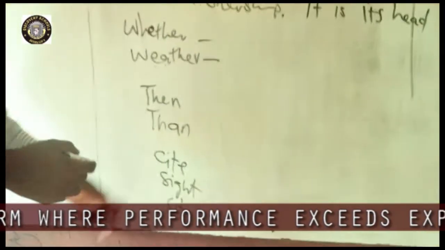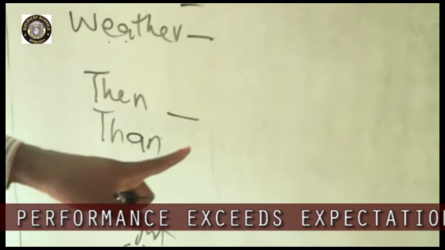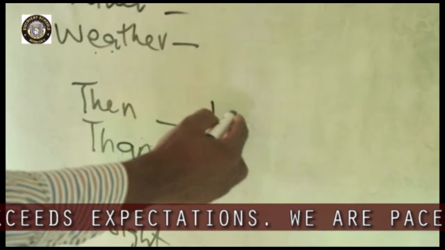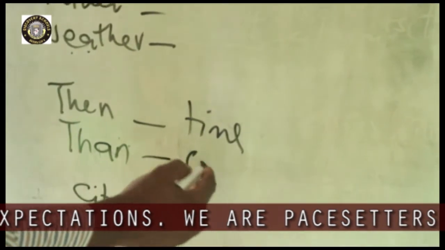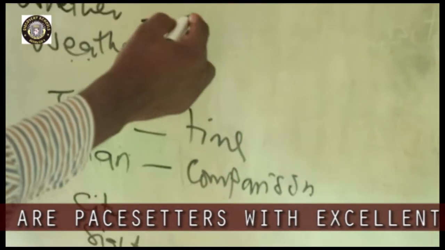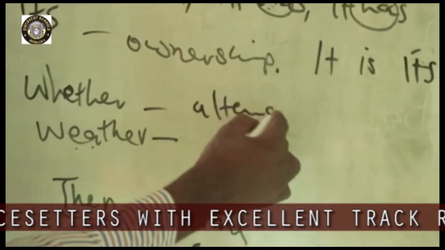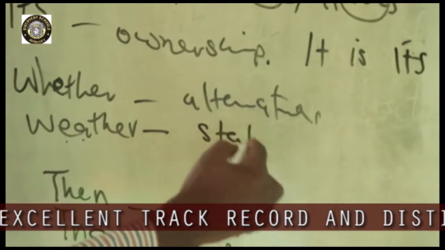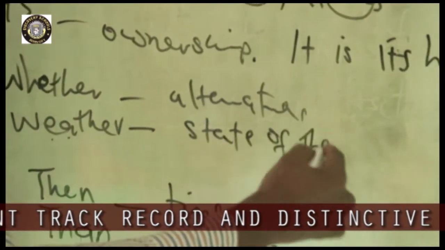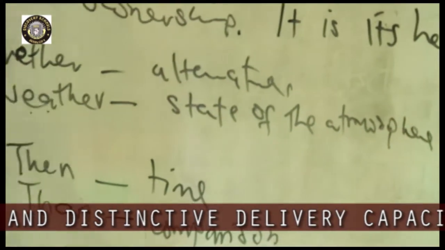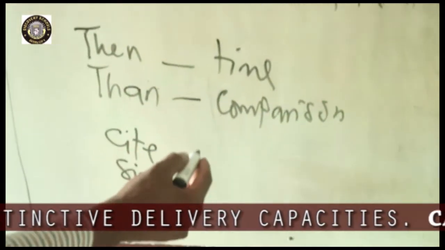Then, than and then, this is used to indicate time, while this is used in comparison. So this is used in time. This is used in what? Comparison. Is that okay? I said that whether here is used when there are alternatives. Where weather here is the state of what? State of the atmosphere. Do not forget the notes are on your website. All you need to do is get there and download them.